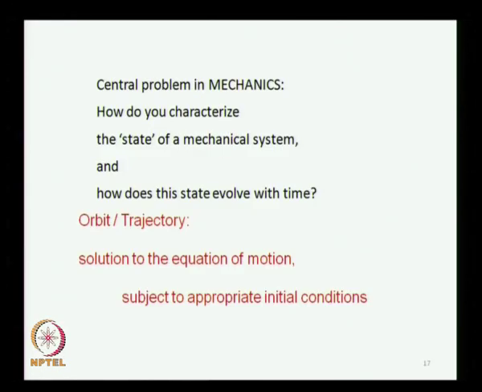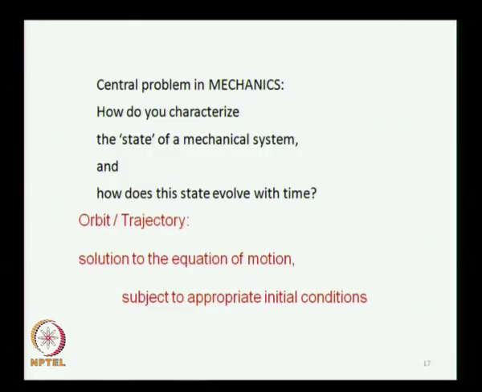Now, in classical mechanics, you pose the mechanical problem, solve it, and the solution appears as a trajectory, okay, the locus of the movement of the particle. That is the solution to your mechanical problem, and that tells you how the state of the system evolves with time, because a locus of the particle or the trajectory of the particle is a time path of the particle in the phase space. Okay. So, that is the solution in classical mechanics, of course subject to appropriate initial conditions.